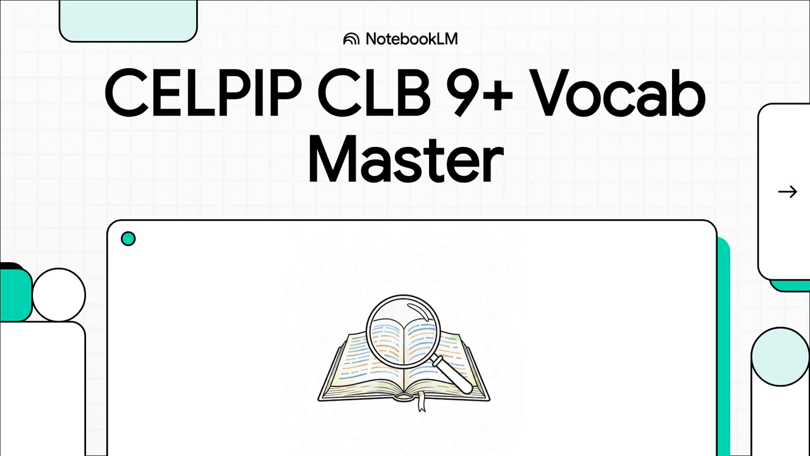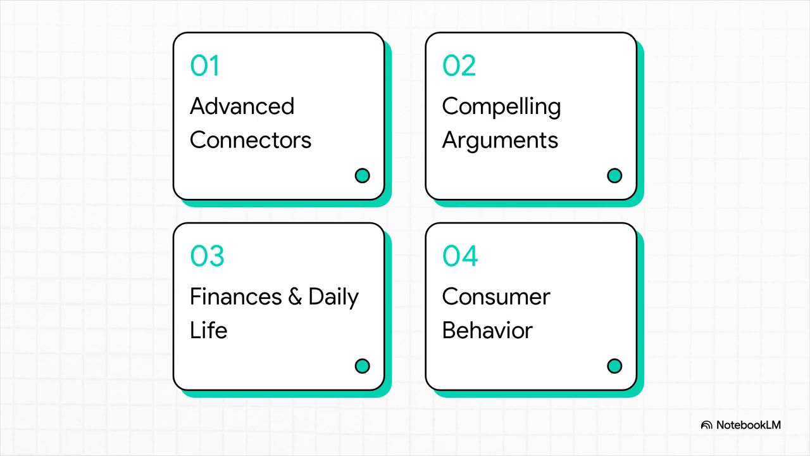Let's do this. Okay, let's dive right into our structured four-part agenda. First, we'll hit advanced connectors and phrasing. Then we'll look at building compelling arguments. From there, we transition into finances and daily life. And finally, we'll wrap the whole shebang up with consumer behavior and retail. It's clear, targeted, and highly intensive.